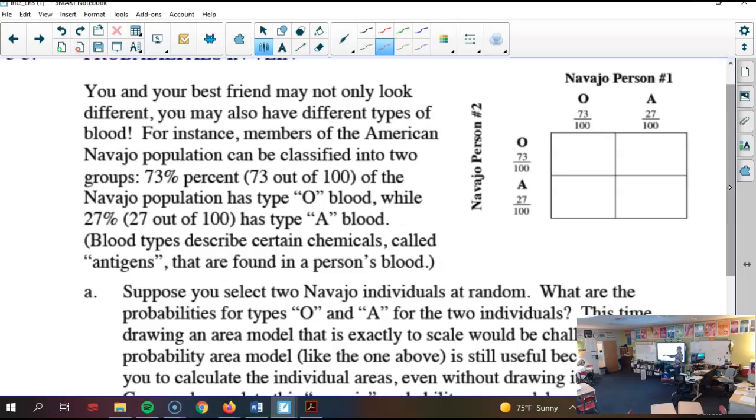What's the probability both of them are type O? Both of them are type A. One of them is type O. One of them is type A. So we've got two ands and two ors. 73 squared over 100 squared. Well, that's what the O and O is.